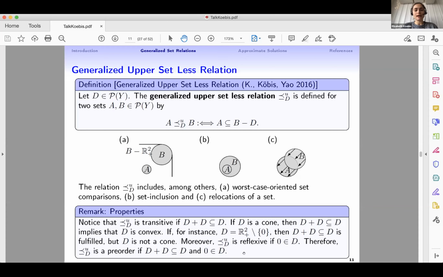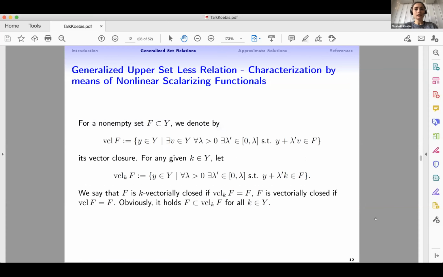Moreover, we have that this relation is reflexive if zero belongs to the set D, and therefore we can conclude that this relation is a pre-order if this inclusion is fulfilled and zero belongs to D. Okay, now our goal is to characterize this set relation in terms of nonlinear scalarizing functionals in real linear spaces where we do not assume a topology.